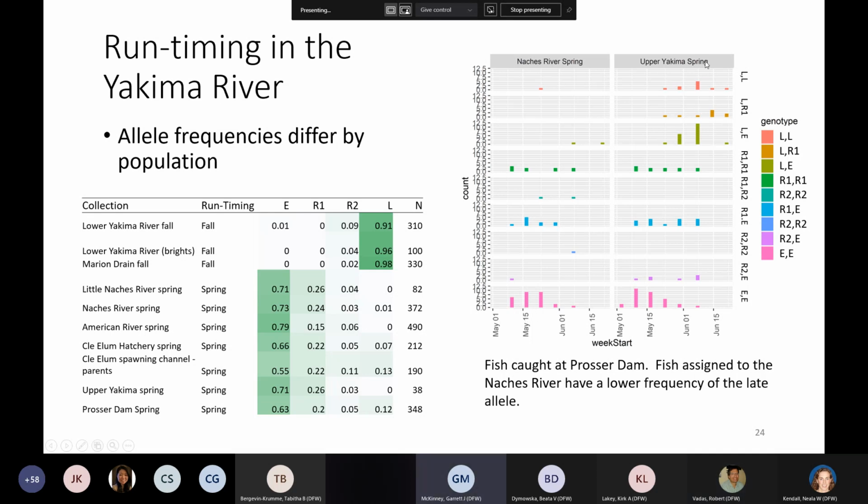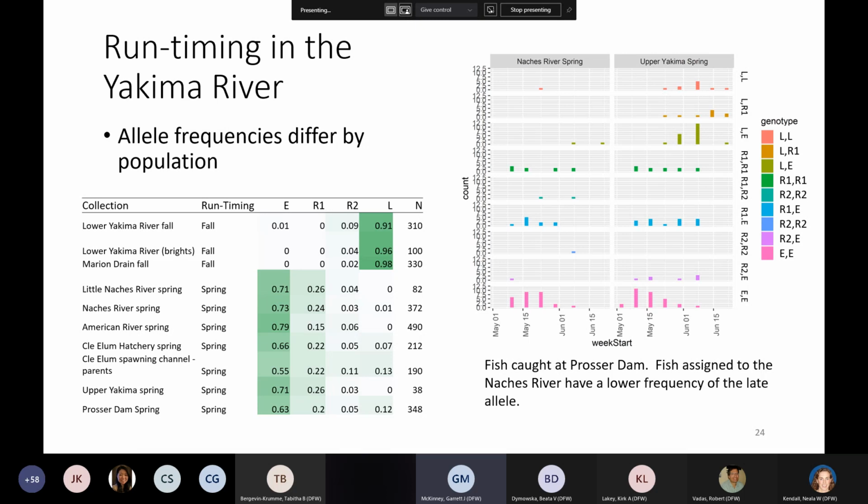When we look at the fish that were assigned to the Upper Yakima Spring, we actually have a decent amount of fish that are either homozygous for the late allele or heterozygous for it. And those have a much later run timing, peaking about the first week of June, second week of June.